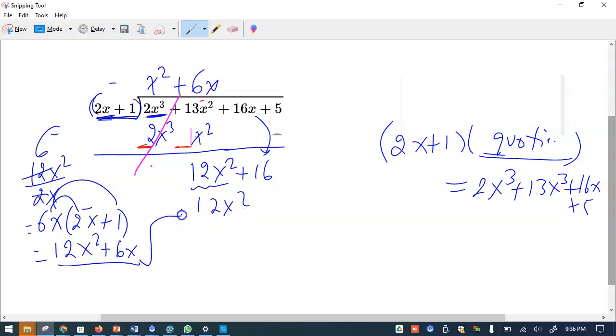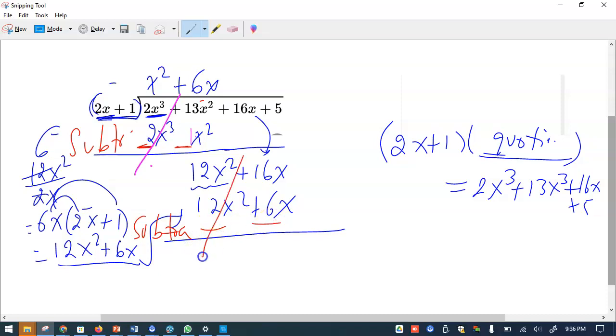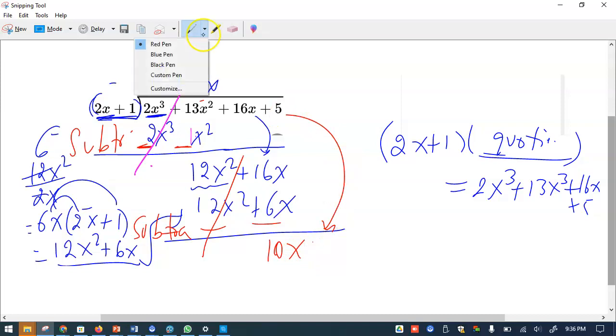This whole thing you just write here, 16x, right? So this is 16x, so plus 6x here. And then you subtract. So when you subtract, let me write here, subtract. So this will go away, and 16 minus 6 is 10x. Then bring this 5 here, so that becomes plus 5.